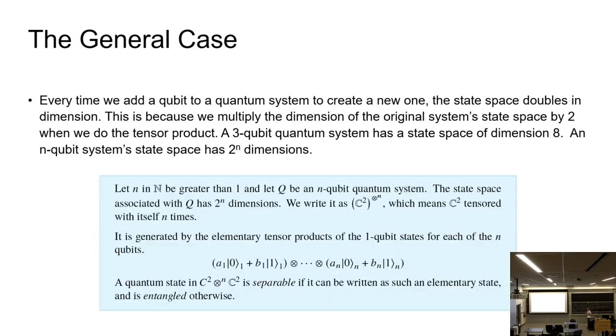And so we can write what we were doing last class in general terms, and we can say that the state space associated with our n-qubit quantum system has 2 to the n dimensions. And we can write it in the C to the 2 tensor n state space. And it's generated by the elementary tensor products of the 1-qubit quantum states, like is written here. And we say that that quantum state is separable if it can actually be written as an elementary state, a tensor product of the individual qubit states. And otherwise, it's entangled.